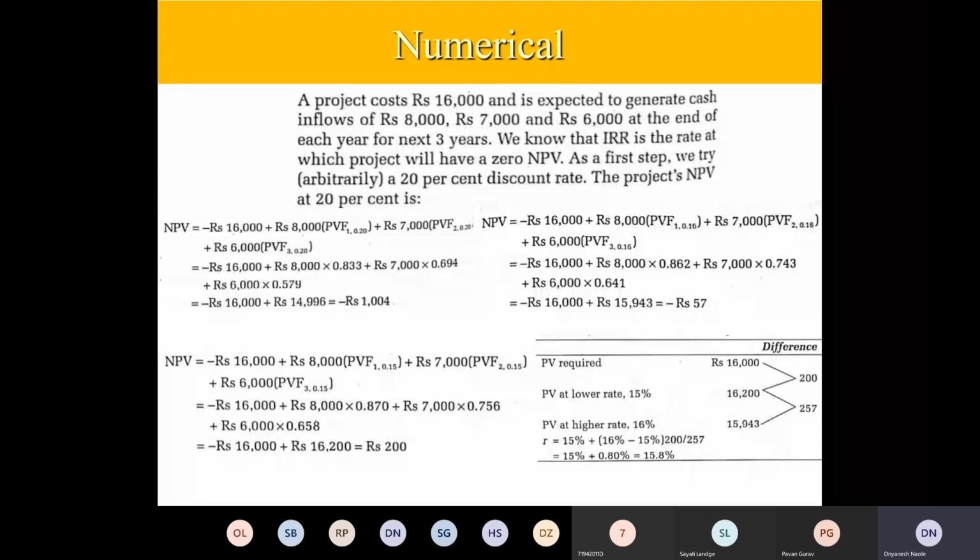Okay, now what is the acceptance rule? Once you find out IRR, how do we use it for accepting or rejecting a project?